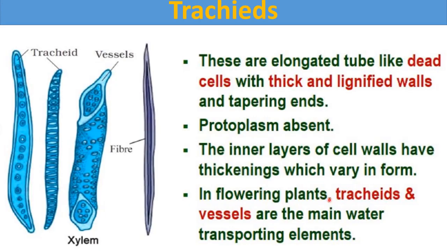In flowering plants, tracheids and vessels are the main water transporting elements. In flowering plants, or you can say in angiosperms, tracheids and vessels, both these elements of xylem are the main water transporting elements, means these are the main parts of the xylem which help in transportation of water.